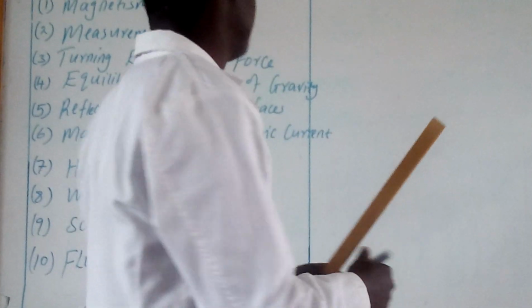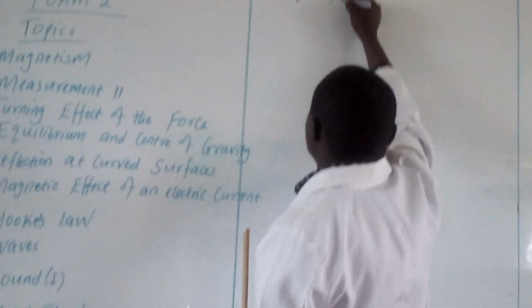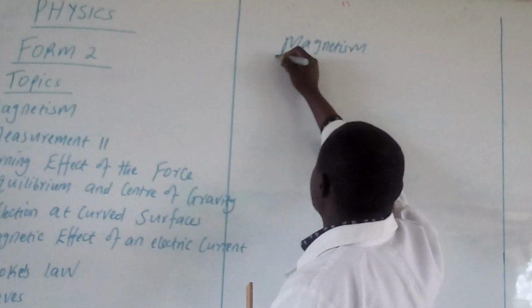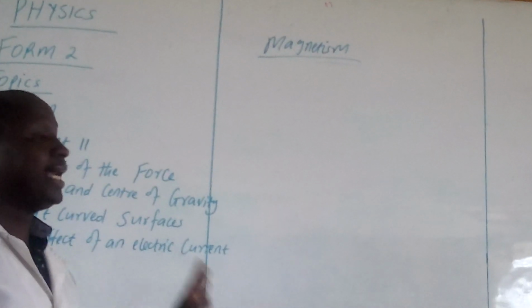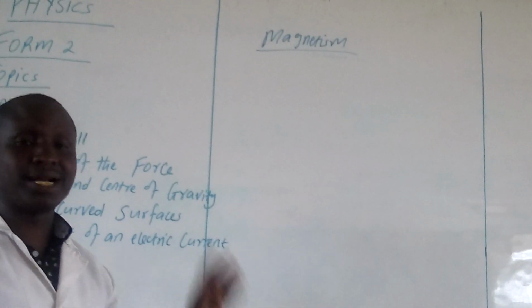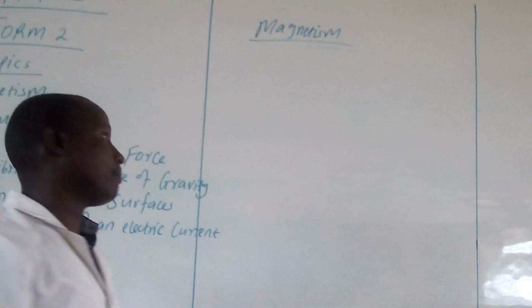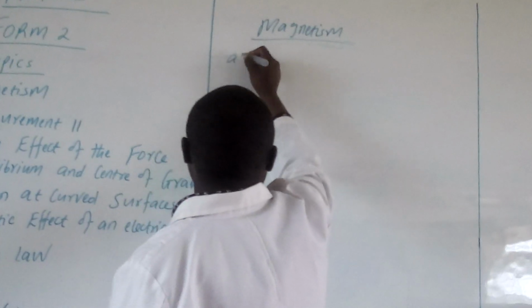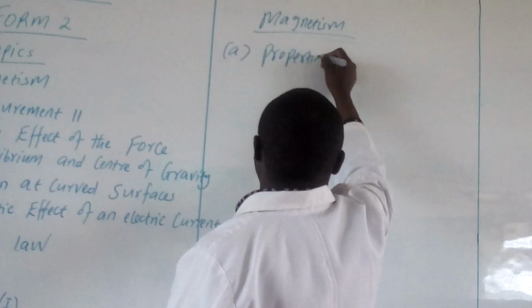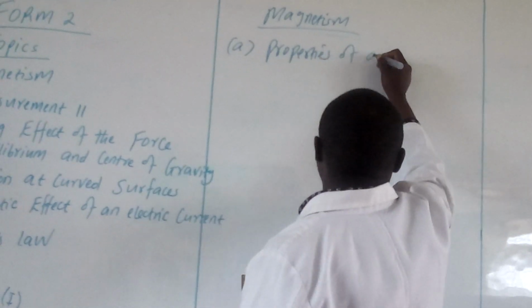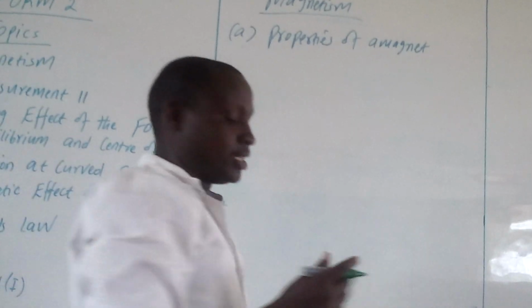I will start with the first topic, which is magnetism. In magnetism, we will list the areas to be covered, and we have around 8 areas. The first area is the properties of a magnet.